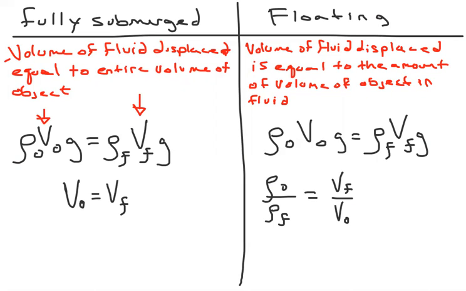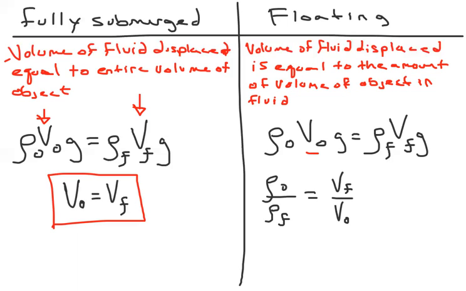And if the entire object is in the fluid, then the amount of volume of fluid displaced is exactly equal to the amount of volume of object in the fluid. But if it's floating, it's not. It's just a ratio, right? When it's floating, then the volume of fluid displaced is only equal to the amount of the volume of the object in the fluid.